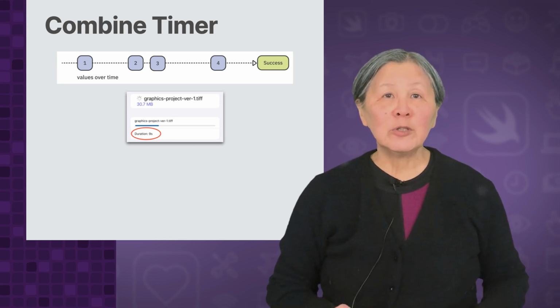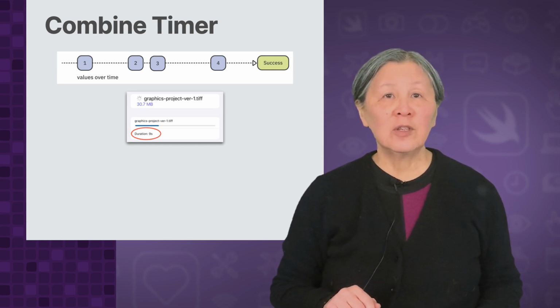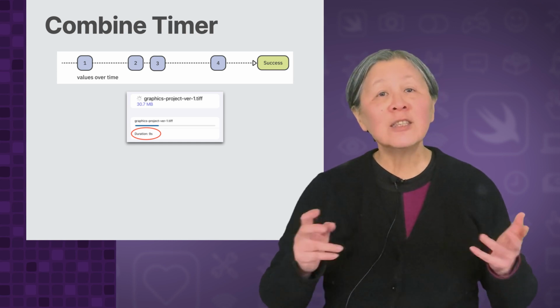A combined publisher can asynchronously emit 0, 1, or more values. It can optionally complete with a success or a failure, just like an async sequence. Let's get to work.